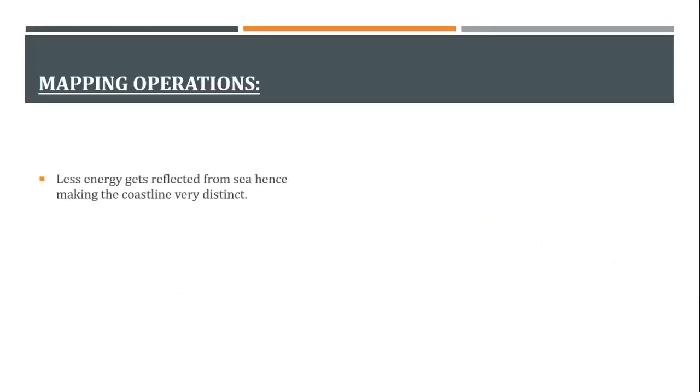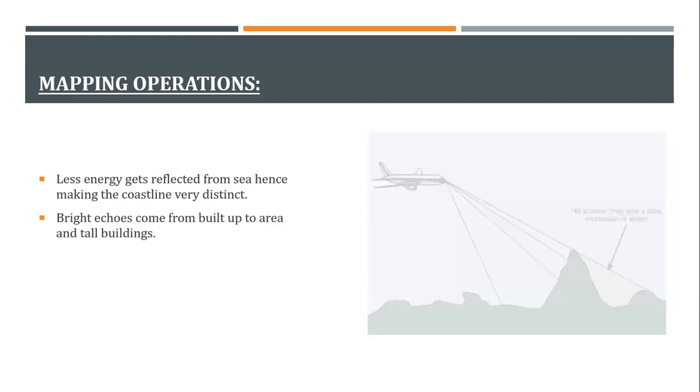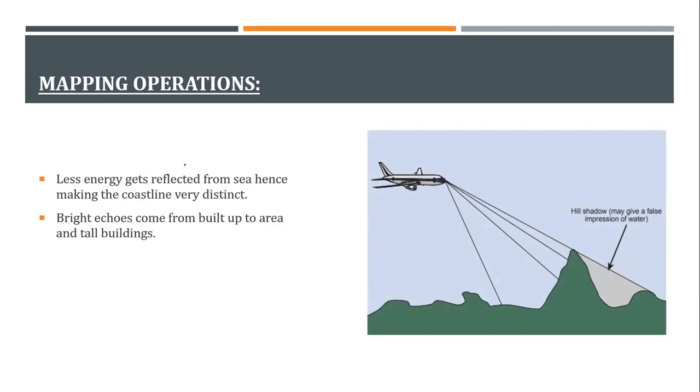Mapping operations. We're going to discuss two more things before we end the chapter today. There are two things where people can have doubts. Less energy gets reflected from sea, hence the coastlines are very distinct. Bright areas come from built-up areas like tall buildings. So if you are in a flight coming in to land from the coast, you'll find that the sea reflects less because the sea absorbs, whereas the buildings give off the signal. They reflect back the signals. So you need to understand these two points.